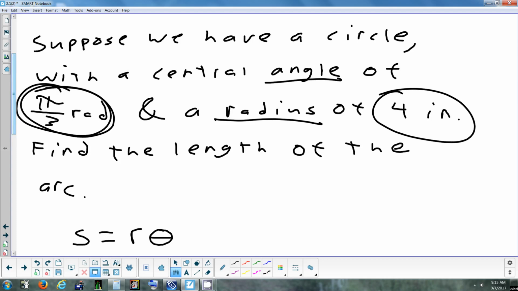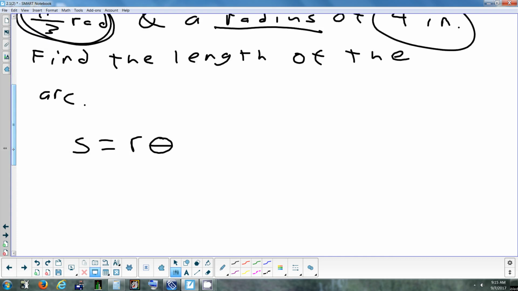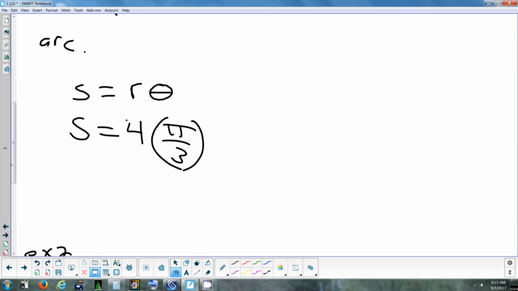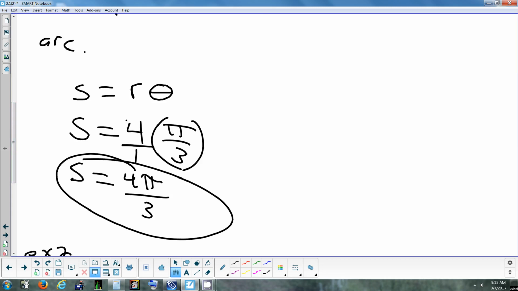Okay, so let's fill in pi over 3 for my angle. Let's fill in 4 for R. And we're going to find S. There's really not a lot to do. You just multiply straight across. If you want to make 4 a fraction, you could put it over 1. And you get 4 times pi divided by 3. Now we just have to put a label on that.